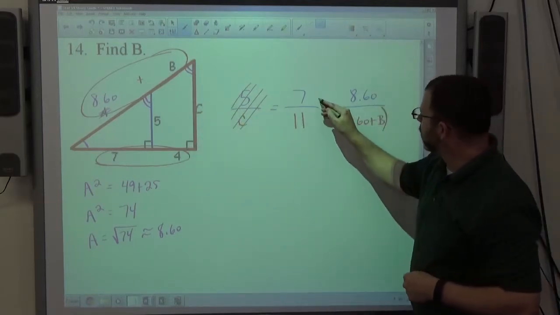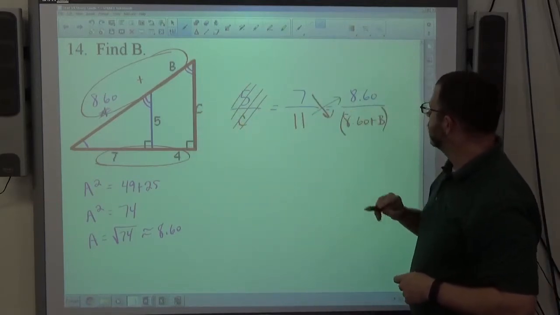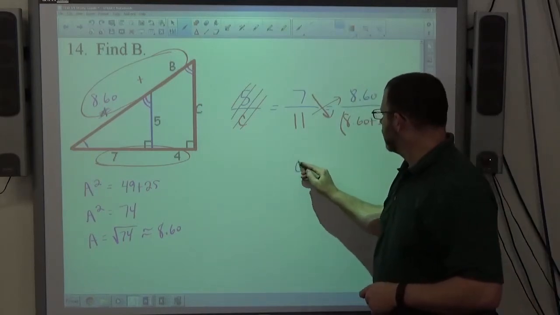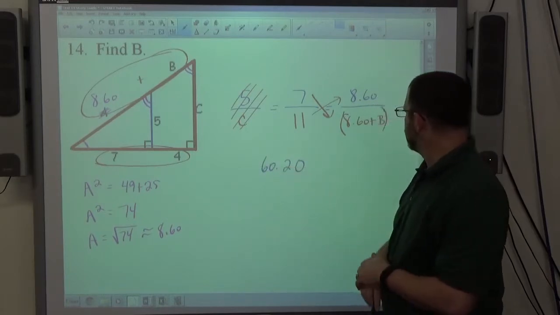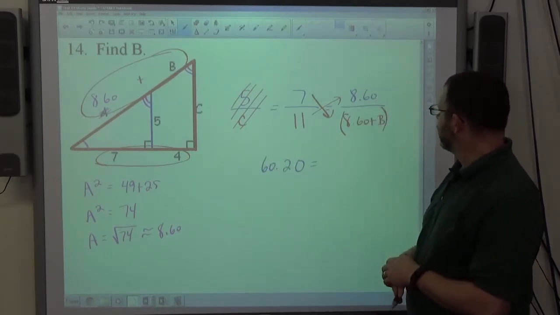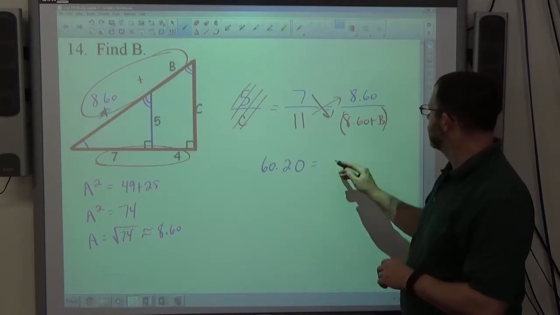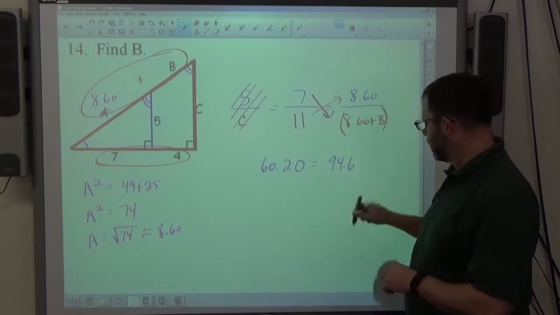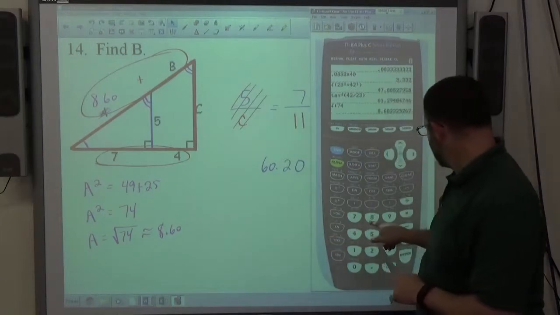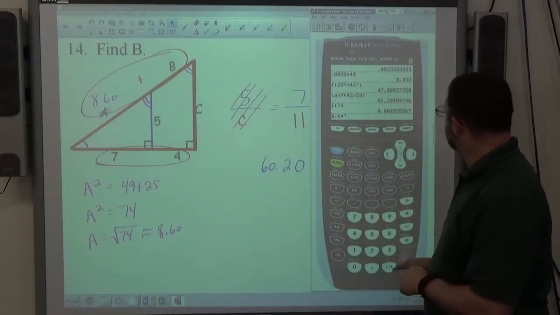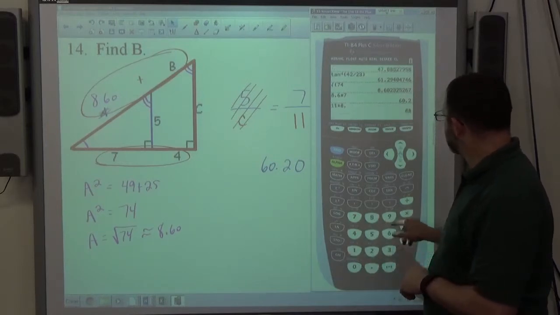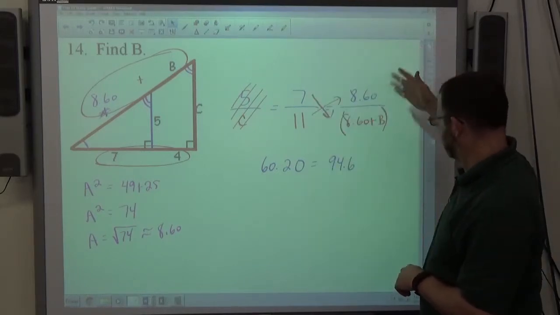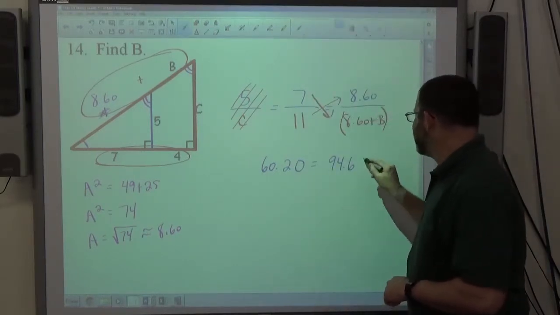So now if I just cross multiply, this product equals that product. So 7 times 8.60, 60.20, equals 8.60 times 11. Let me verify my calculations there. So 8.6 times 7 is 60.2, and 11 times 8.6 is 94.6. Everything's accurate. Okay, plus 7b.